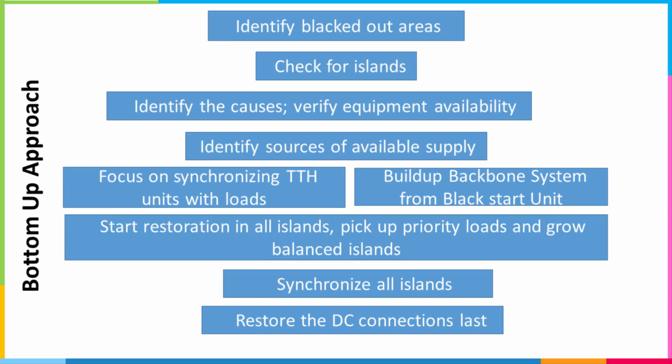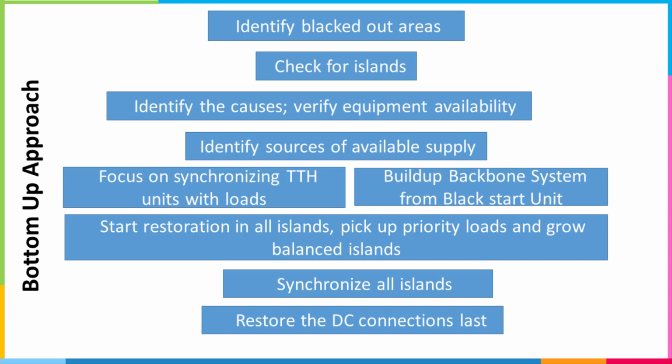So what is the bottom up approach? You identify the blackout area, check for islands, identify the cause, verify equipment availability, and identify the sources of available supply. First, you synchronize the units which are available, meaning those on house load, with more load so that they can be stabilized. Then you build the system also.